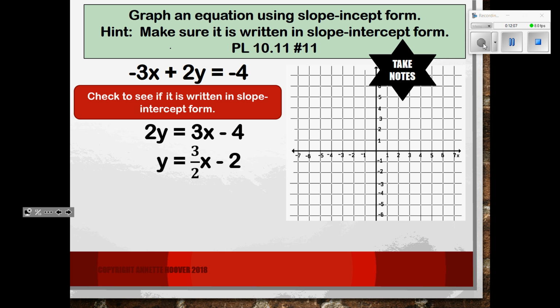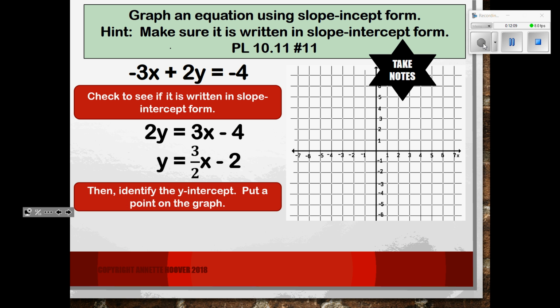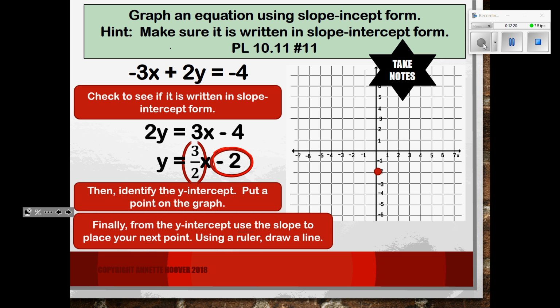There again, we put it in the slope-intercept form. We're always going to start graphing with the y-intercept. So it crosses the y-axis at -2, so we put a point on -2. The slope is in front of the x. It's 3/2. That means you're going to go up 3 and to the right 2 and put a point there. Now you can connect the 2 points with a straight edge with arrows on both ends.